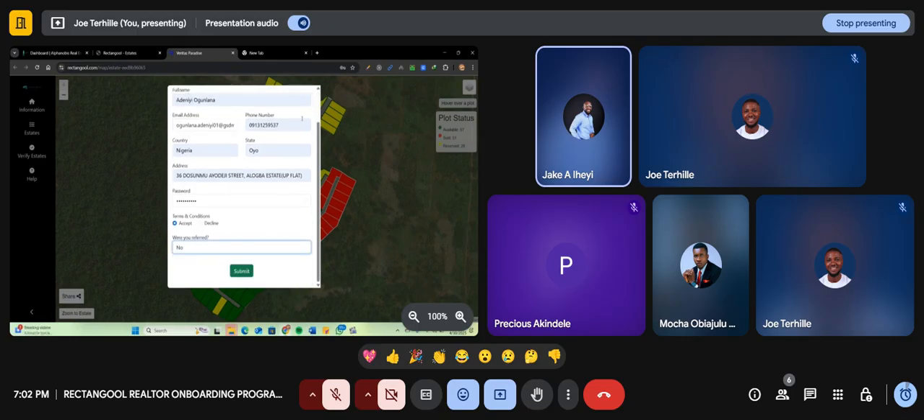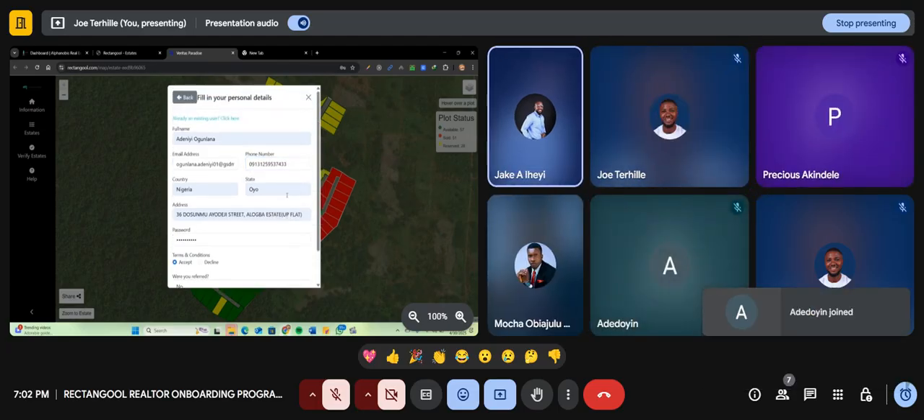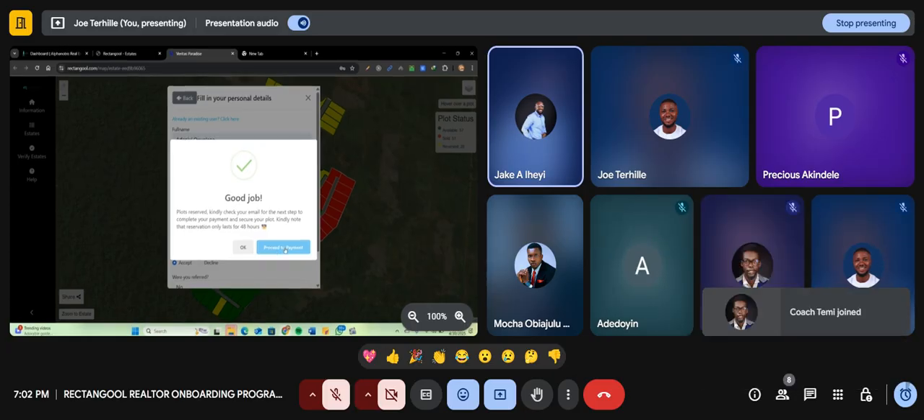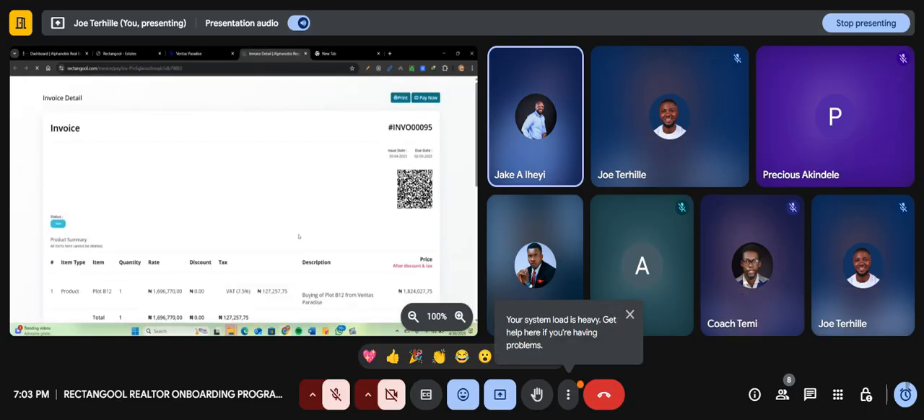Now the moment I do this, I wait for it to load. Now this is the next thing. Immediately I can click on OK, or I can click on proceed to payment. What I'm doing by reservation is declaring my interest. So I can click on proceed to payment right here, and it brings out the invoice automatically.